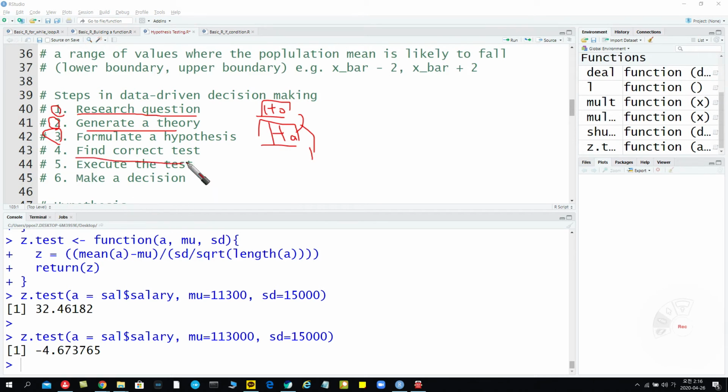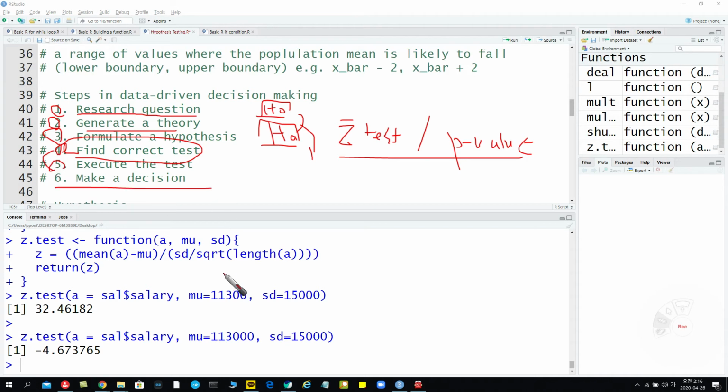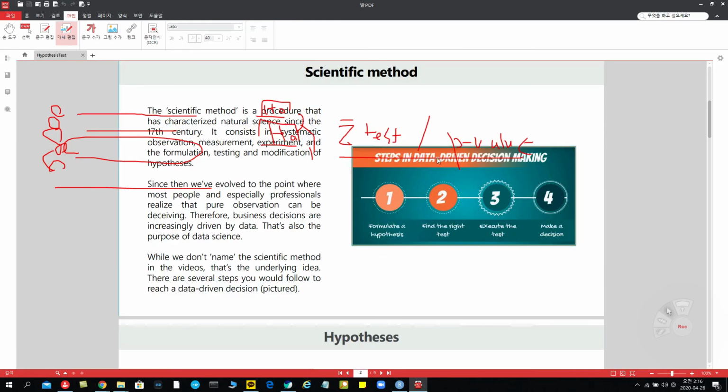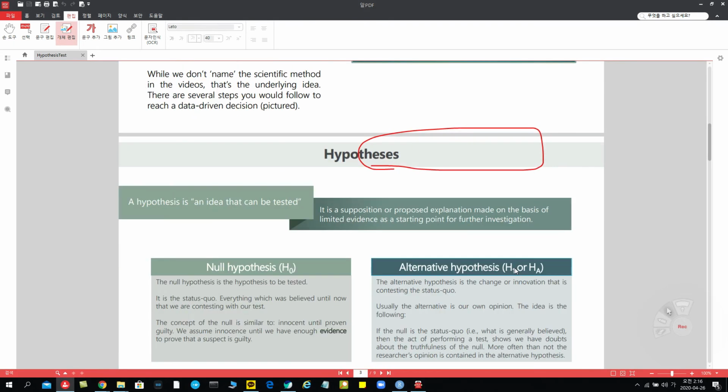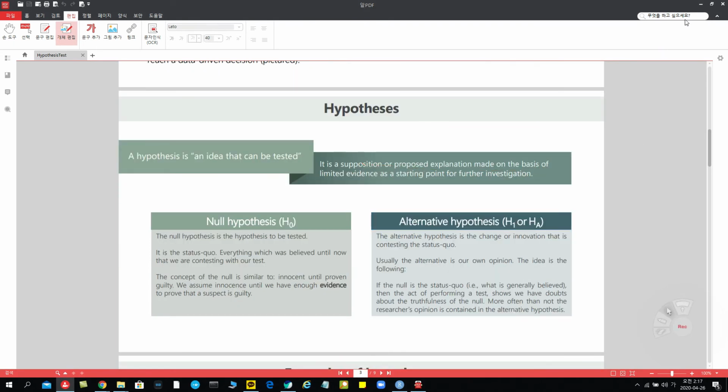After that, we find the correct test. Usually we call it the Z-test, or with the p-value, we find the correct test. After that, execute the test this way. After that, we make the decision this way. Please remember this kind of step. Okay, these are the steps of data-driven decision making.